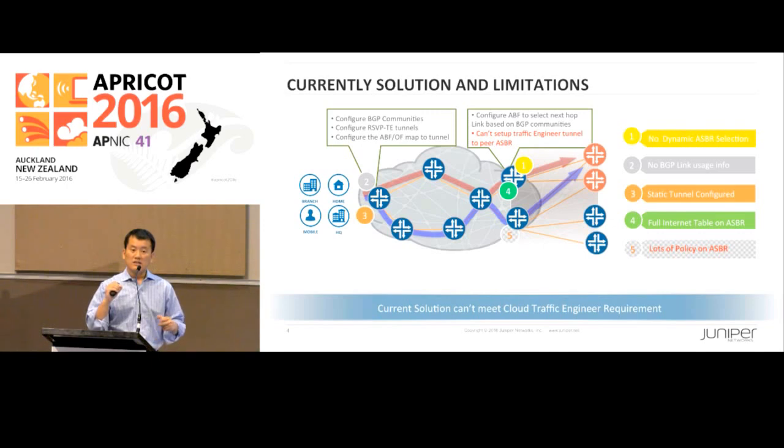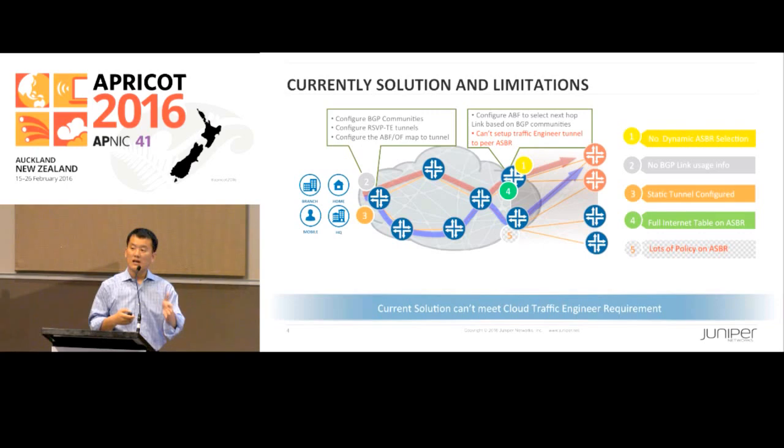Then there's a lot of policy also deployed on the ASBR. It's not only from the edge customer routers, from the BNG, from the CPE equipment, where policy is deployed to try to redirect traffic there. Another one is you must deploy a lot of policy on the ASBR to select which peer to send traffic to and which link to use.